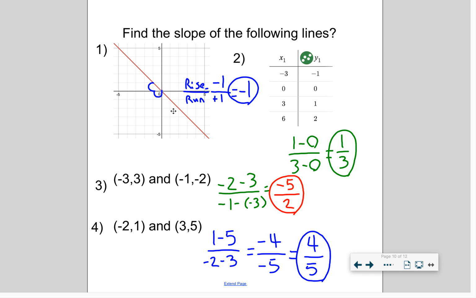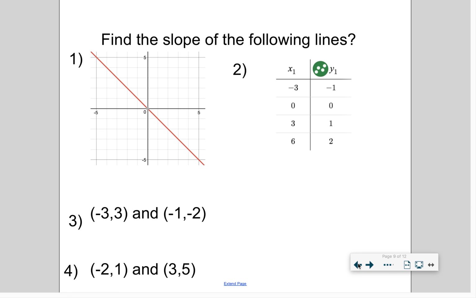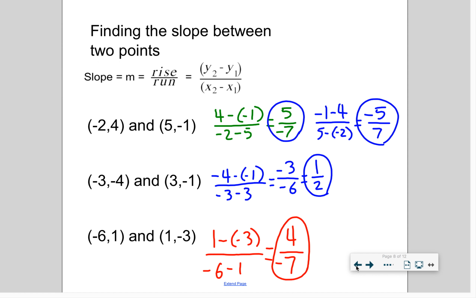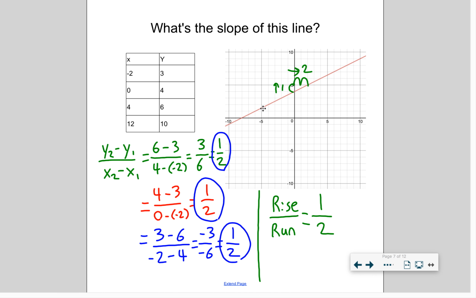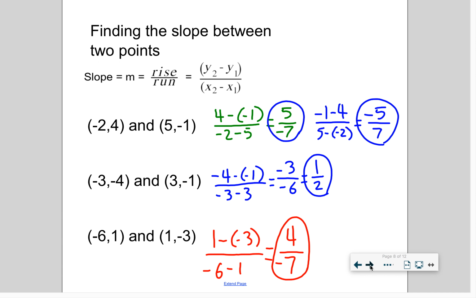Notice that a negative slope, negative 1, goes down from left to right. Positive slopes, if you looked here, positive 1/2, went up. Negative slopes go down. So that's important to know as well.